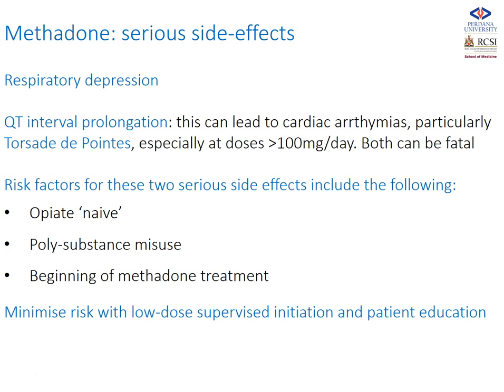There may be serious side effects with it, in particular respiratory depression, or sometimes prolongation of the QT interval on ECG. And this can lead to potentially serious and sometimes fatal dysrhythmias, particularly torsade de pointes, which can occur at doses of above 100 milligrams a day. Risk factors for predicting these two serious side effects can be opiate-naive patients who use polydrug abuse, and also at the beginning of methadone initiation. One can minimize the risk with low-dose supervised initiation and patient education about potential risks.